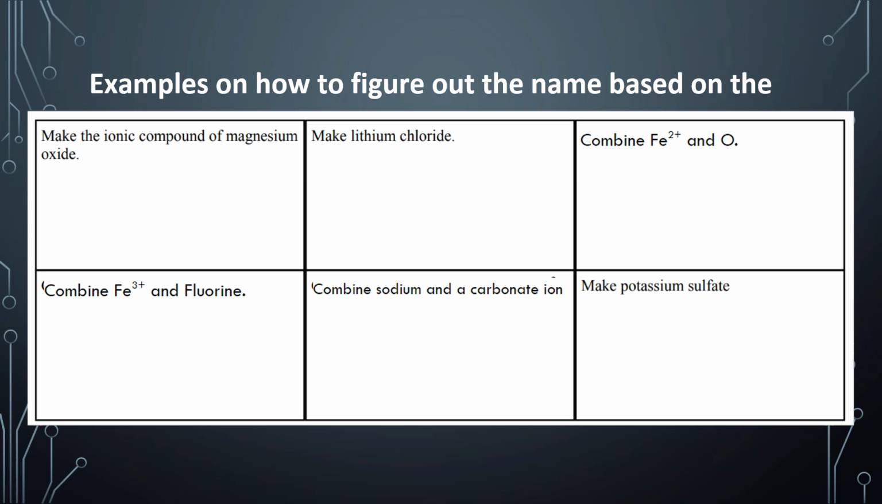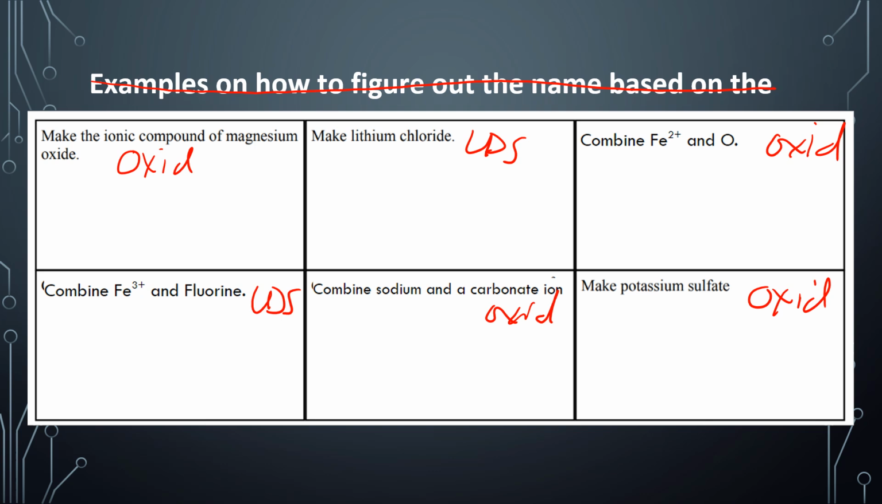Well, ignore this part up here. That's the next slide. Don't know what happened. Anyway, so make the ionic compound magnesium oxide. We're going to do oxidation number method, Lewis dot structure method, oxidation, Lewis dot, oxidation, and oxidation. So magnesium oxide, Mg is 2+, O is 2-. You crisscross the 2's, you end up with just MgO.